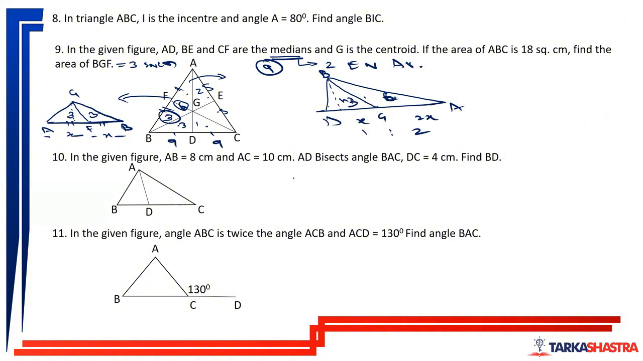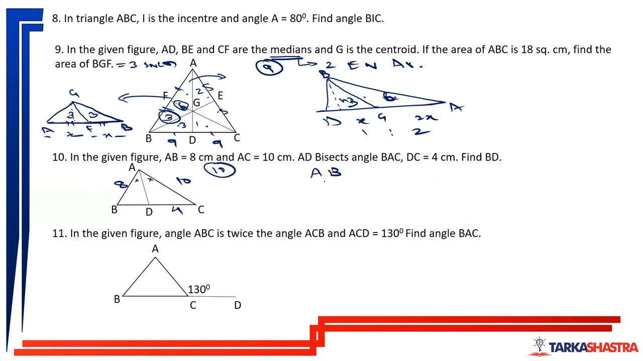In the given figure, AB is equal to 8 centimeter, AC is equal to 10 centimeter. AD bisects the angle BAC. DC is 4. We have to find out BD. Here you have to use angle bisector theorem.